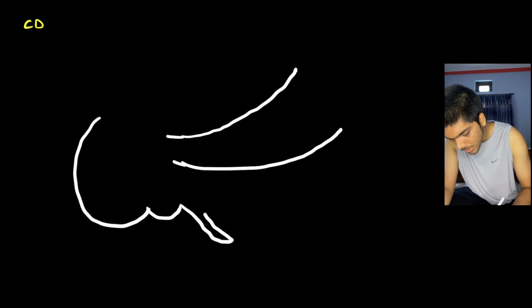First question. What is the most common site where the lesion is present in Crohn's disease? Terminal ileum, ileocecal junction, and cecum. So let's draw that. Terminal ileum, the ileocecal junction, and cecum. Okay.